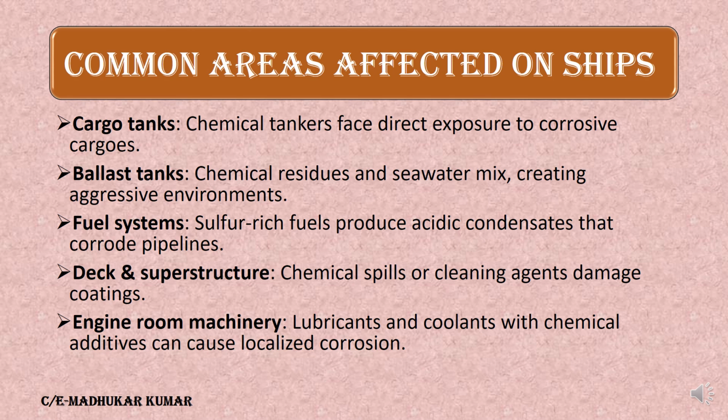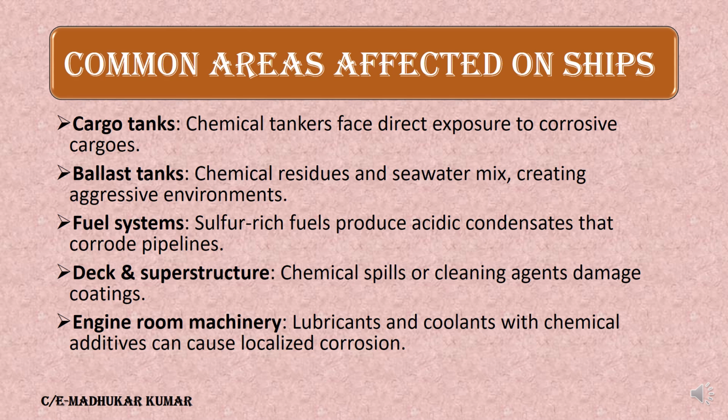What are the common areas? Cargo tanks, chemical tanker. We have basically the steel coating, or you can say the structure is made up of stainless steel. The problems are less, but then also we have the impact of the chemicals. Ballast tanks: chemical residues, seawater mix, creating an aggressive environment. Fuel system: sulfur-rich fuels, condensate causes acidic formation. Deck and superstructure: chemical spills, cleaning agents which we are using for the decks, the cargo holds also, the pipeline which is carrying all these chemicals, they are also getting affected.